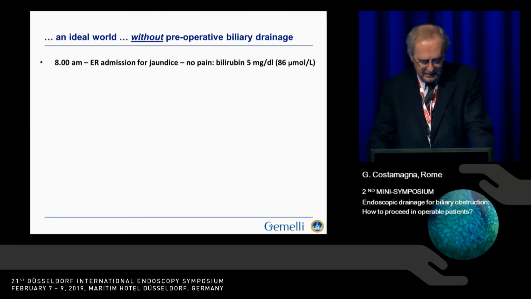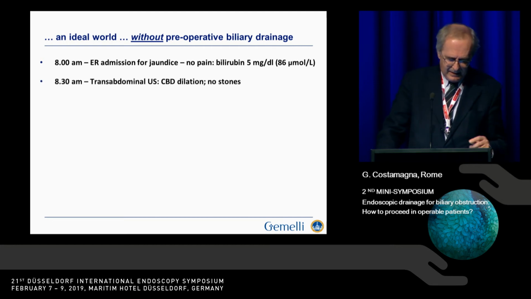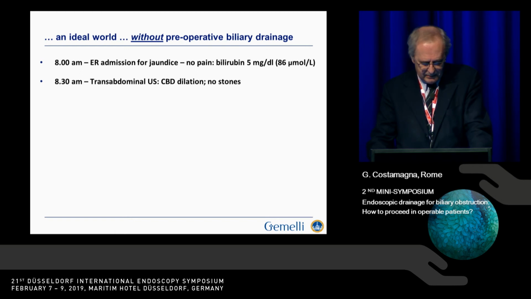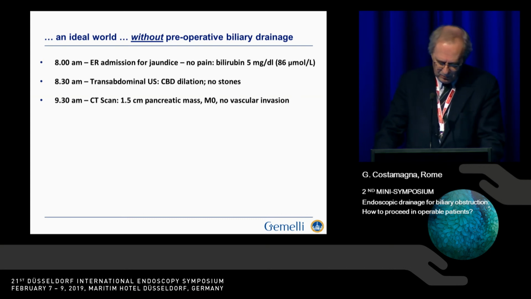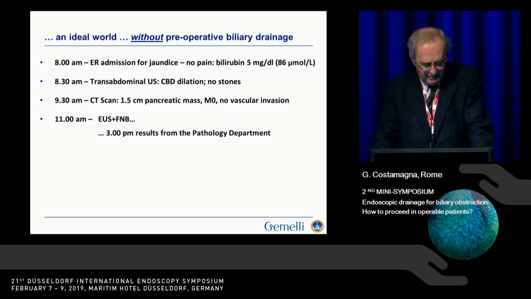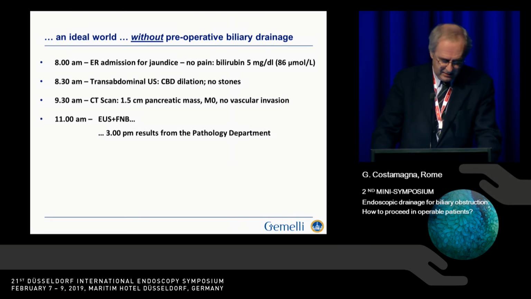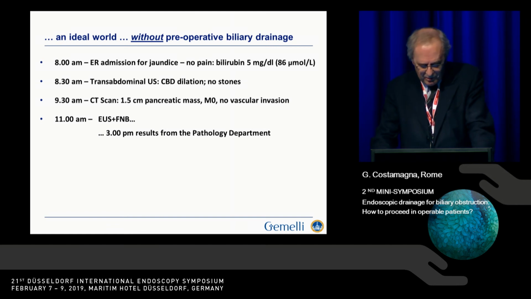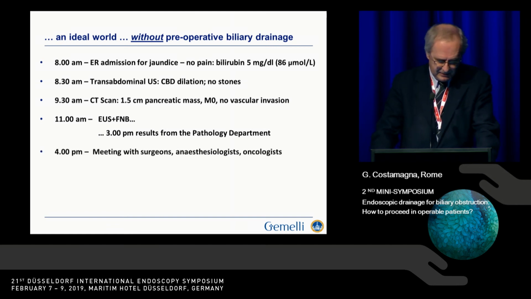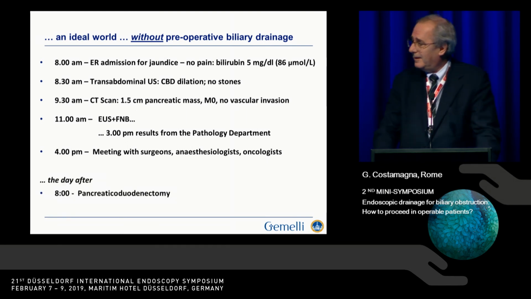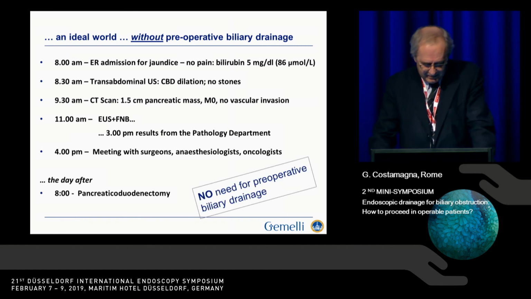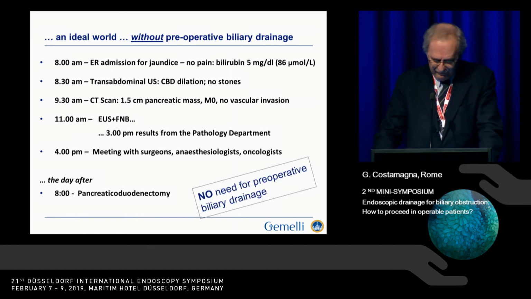So finally, in an ideal world, without preoperative biliary drainage, that's the story of a patient. 8 a.m. he is admitted here for jaundice. Bilirubin is 5 milligrams. At 8:30 he gets ultrasound, dilation, no stones. At 9:30 he gets a CT scan. There is a small pancreatic mass with no vascular invasion. At 11 a.m. he gets an EUS FNB or FNA, and at 3 p.m. we have the results from the pathology department, meeting at 4 p.m., and the following day, pancreatoduodenectomy. That's a dream. No need for preoperative biliary drainage, of course.